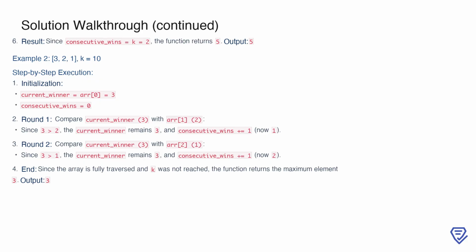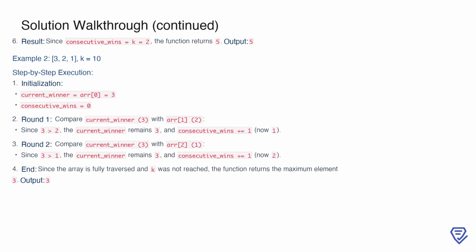In round 1, we compare the current_winner, 3, with the next element, 2. Since 3 is greater than 2, 3 remains the current_winner, and consecutive_wins increments to 1. In round 2, we compare the current_winner, 3, with the next element, 1. Again, 3 is greater than 1, so it remains the current_winner, and consecutive_wins increments to 2.